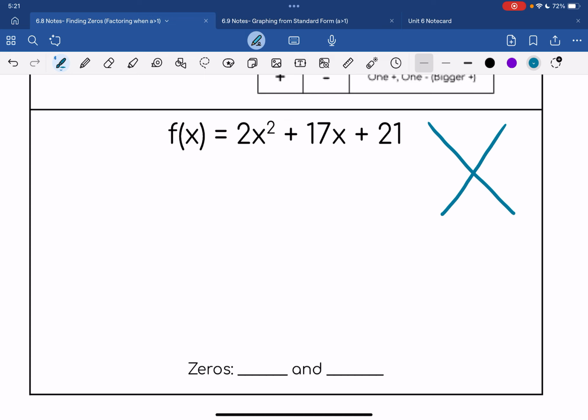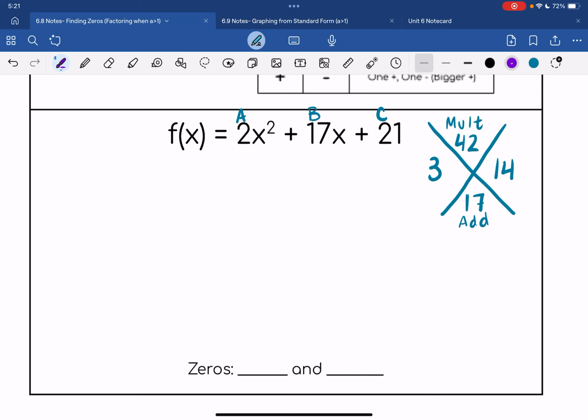I need to find two numbers that multiply together to AC. So this is my A, B, C. A times C is 2 times 21, so I need numbers that multiply to 42, and I need them to add together to be 17. If I need to multiply to be positive and add to be positive, I'm only going to be dealing with positive numbers here. The numbers that multiply together to be 42 and add together to be 17 are 3 and 14. And if you need to write out a factor tree to find those numbers, you obviously can.